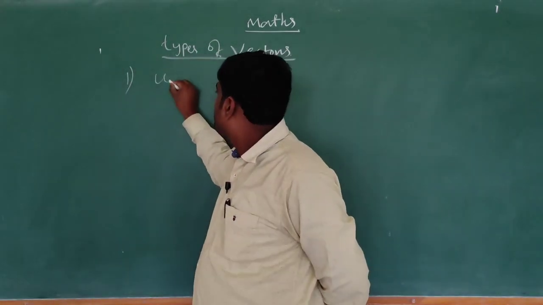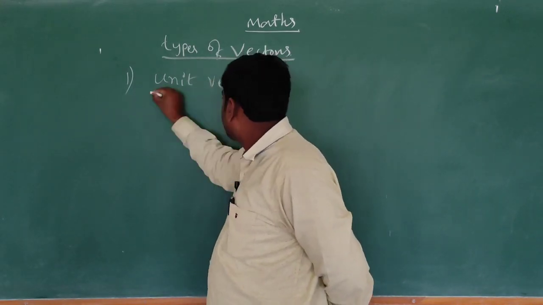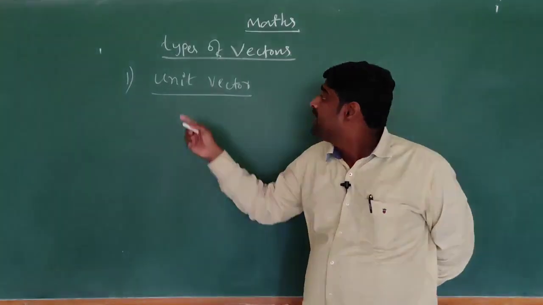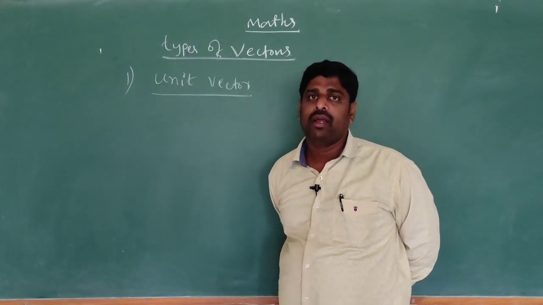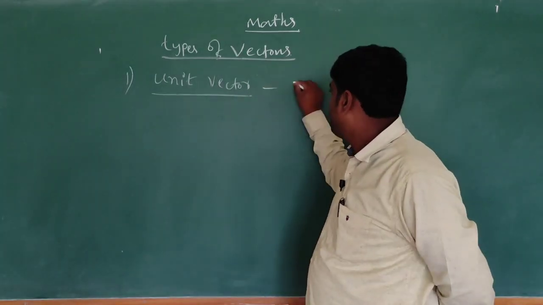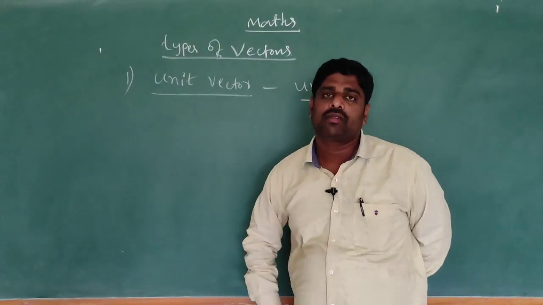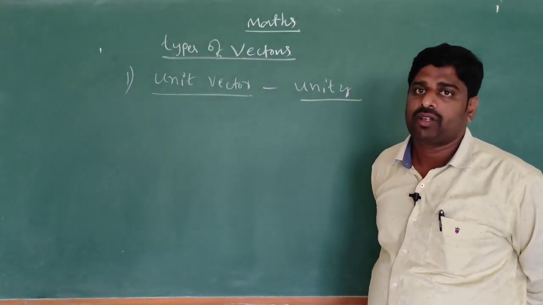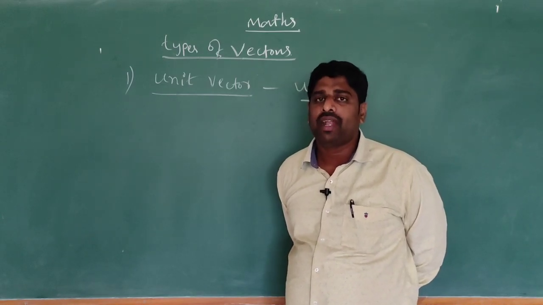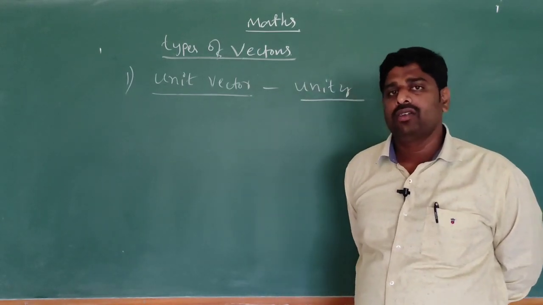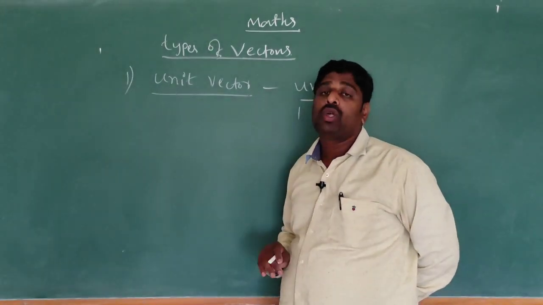So unit vector means a vector having magnitude unity. A vector having magnitude unity is called a unit vector. That means a vector whose magnitude is equal to 1 is called a unit vector.